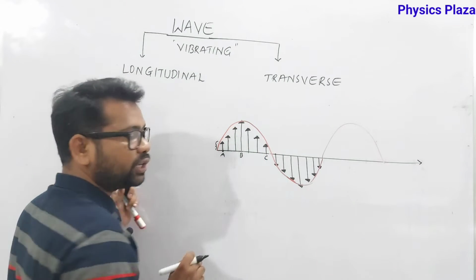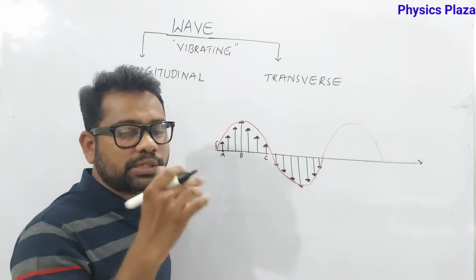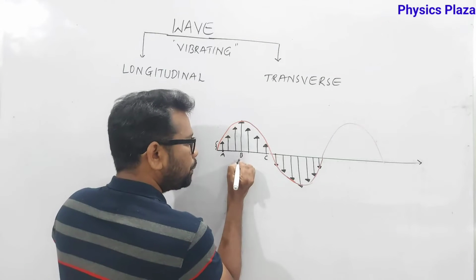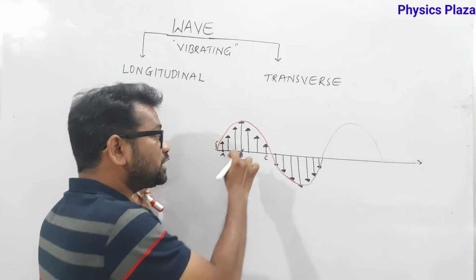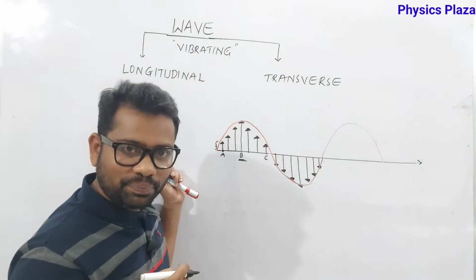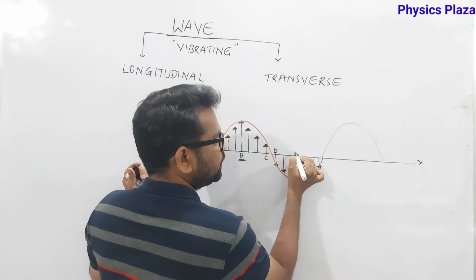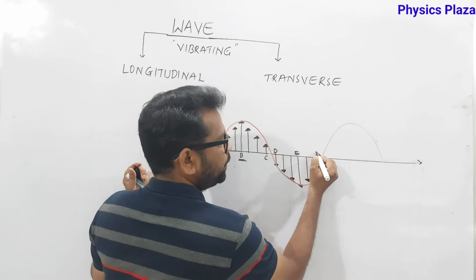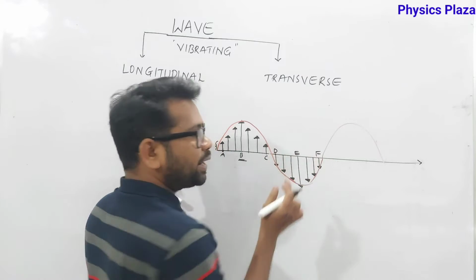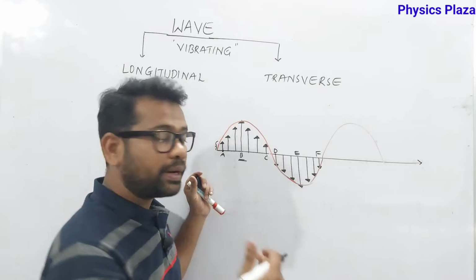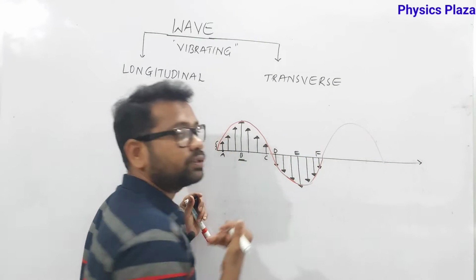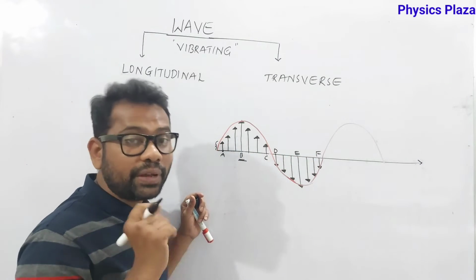Among these particles, children, which one will have maximum displacement? Obviously, particle B. But this displacement is in the vertical upward direction. Let us take here particles D, E, F. These particles D, E, F also will have displacement but in the downward direction. This is very important.